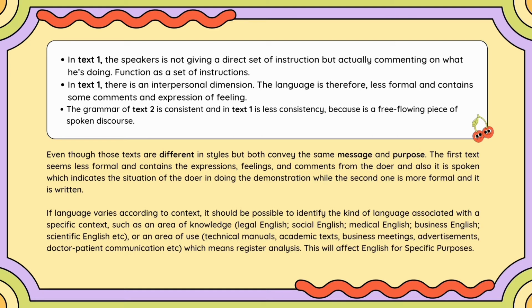Now we can see in text 1, the speaker is not giving a direct set of instructions but is commenting on what he's doing, which functions as a set of instructions. In text 1, there is an interpersonal dimension. The language is therefore less formal and contains some comments and expressions of feeling. The grammar of text 2 is consistent, while text 1 is less consistent because it is a free-flowing piece of spoken discourse. Even though those texts are different in style, both convey the same message and purpose.